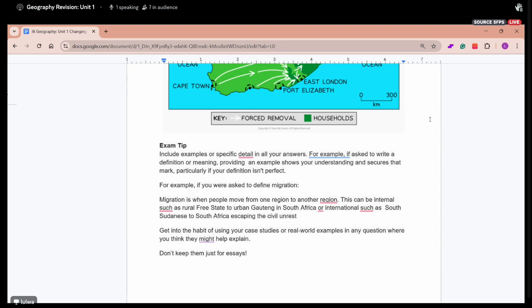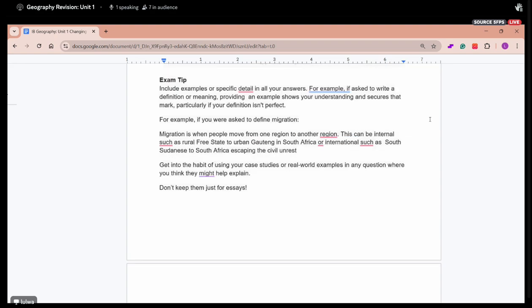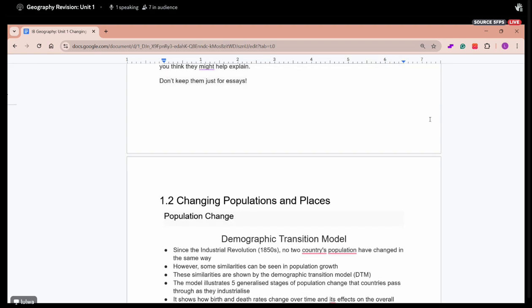So get into the habit of using your case studies in any question where you think they might help you explain them, and don't just keep them for your essays if possible. And so now let's look at changing population in places.